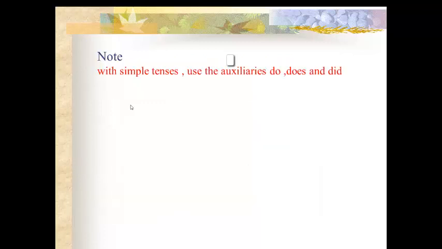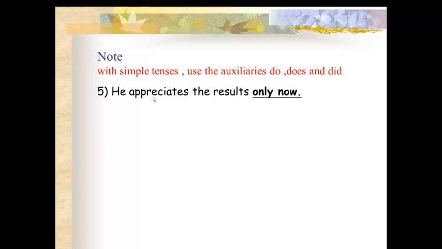The following note: with simple tenses, present simple and past simple, as a main verb, open, opened, and so on, use the auxiliary do, does, and did. Let's see an example: He appreciates the results only now. The main verb is appreciates, present simple, and we have the phrase only now. We are supposed to use it at the beginning of the sentence. Then we are supposed to use an auxiliary that suits the subject. Let's see. Only now does he appreciate the results. You see, because we have the subject he, we use an auxiliary that suits the singular. And be careful that the main verb will be in the base form: appreciate the results.